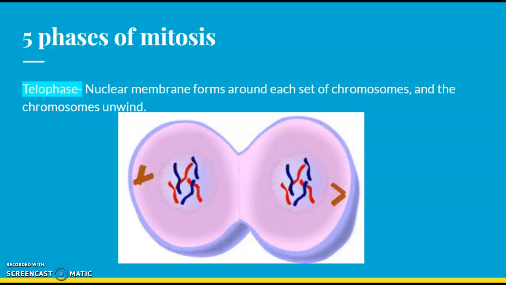And the last phase of mitosis is called telophase, and that's where the nuclear membrane forms around each new set of chromosomes, and the chromosomes unwind and become a jumbled mess again, and the centrioles actually go back to what they were doing before.